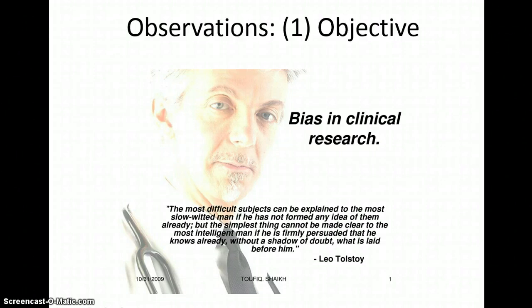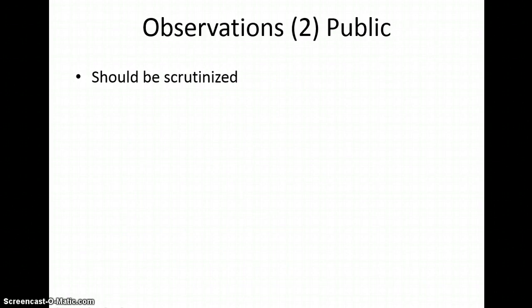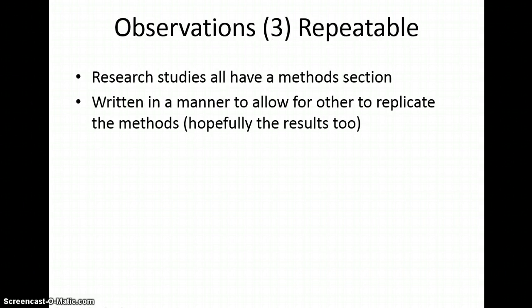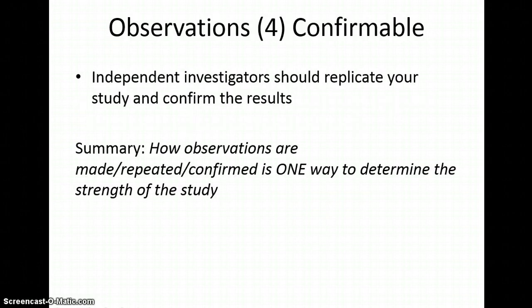One, observations must be objective, without the researcher's beliefs, biases, or emotions. Second, observations of events must be public, because science is a social enterprise and it should be open to scrutiny by all. Third, observations need to be repeatable. You should be able to replicate them. Fourth, observations should be confirmable. Nothing is assumed to be true until it is confirmed by independent investigation.